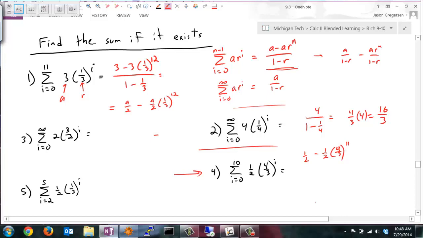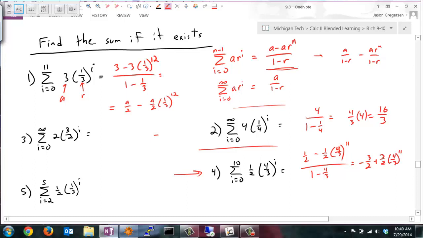11, right? There are 11 terms, even though I'm summing up to 10. 1 minus 4/3. All right, let's follow this through and do the simplification. 1 minus 4/3 should be a negative 1/3. Instead of dividing by negative 1/3, I'm going to multiply by negative 3. I'll get negative 3/2 plus 3/2 times 4/3 to the 11th.